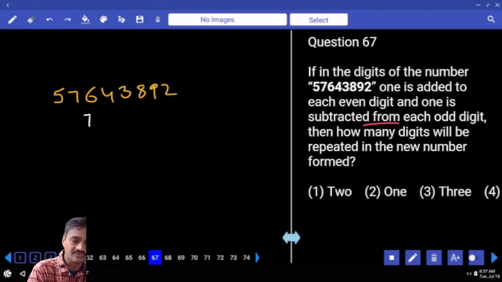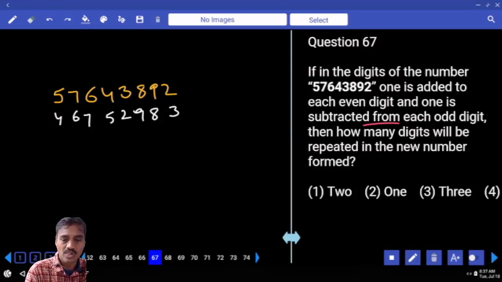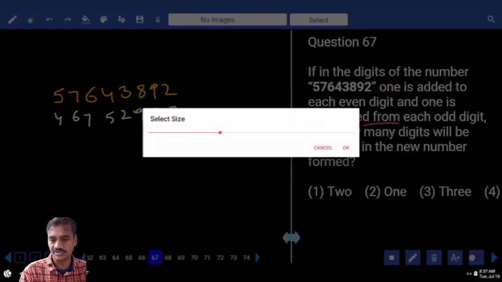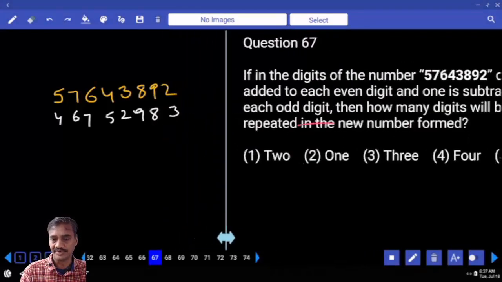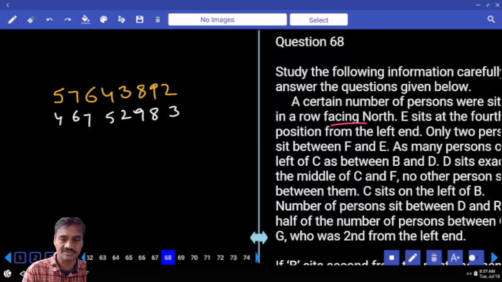Now 6, 7, 4, 5, 8, 9, 2, 3. And 1 is subtracted from each odd digit. Now 5 will become 4, and 7, 6, 3, 2, 9, 8. Then tell me how many digits are repeated here? Is there any digit that is repeated? No. Hence none. That is the choice for question number 67.